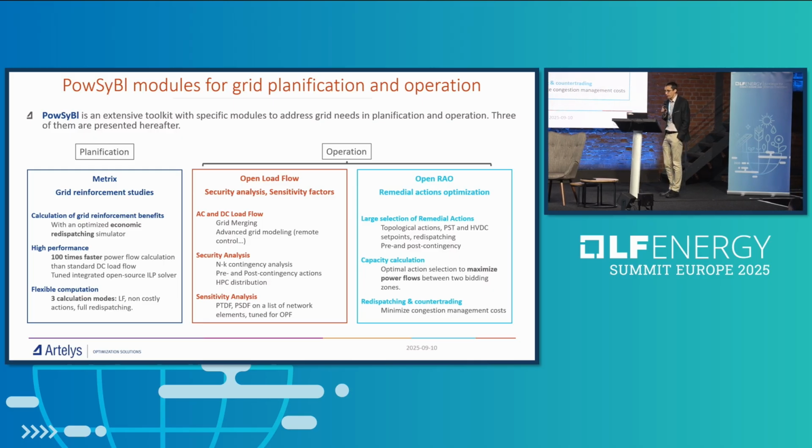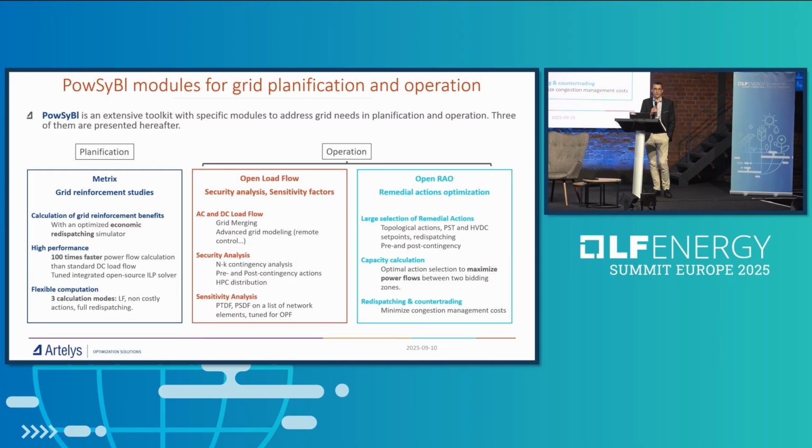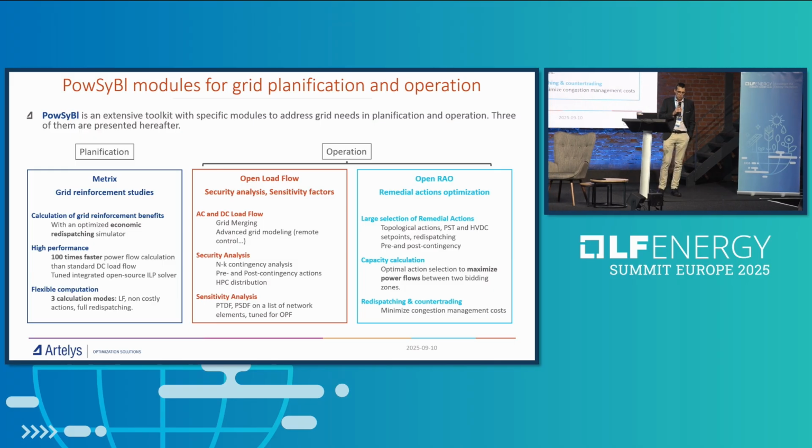So in planification, you have PowSyBl metrics, which is mainly used to do grid reinforcement studies. So if you want to do a cost-benefit analysis to know whether a new line is useful to reinforce your grid, or whether you should wait to build it. So this tool, to the best of my knowledge, has no equivalent. I've never seen something like a real competitor to this tool.